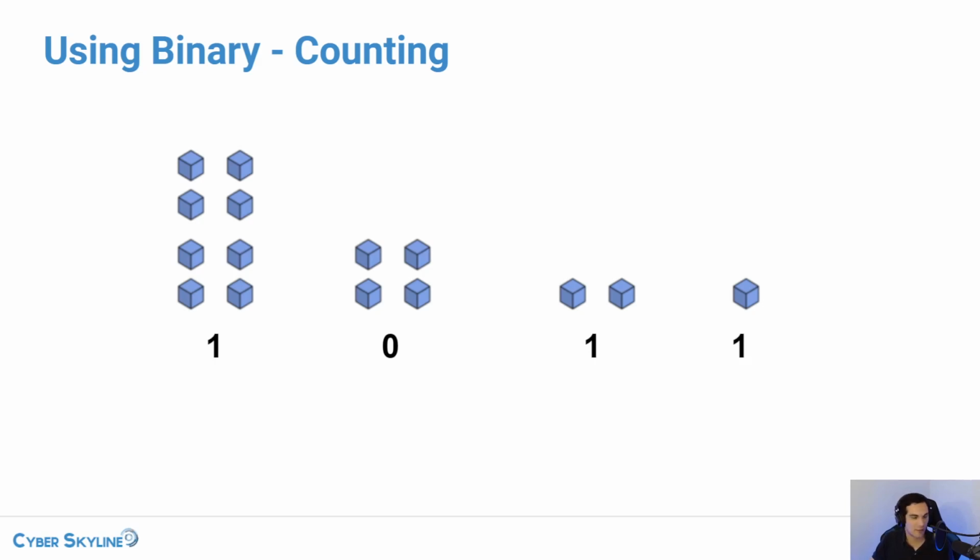So instead of having the thousands column and the hundreds column and the tens column and the ones column, we've got the eights column, the fours column, the twos column, and the ones column.